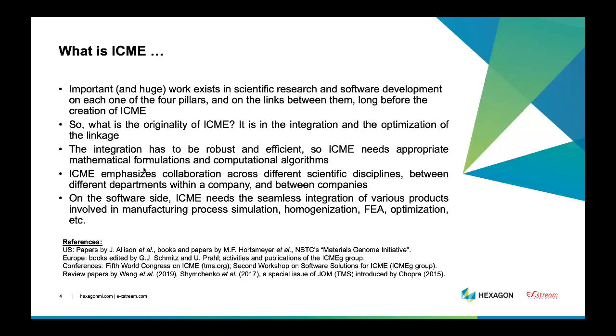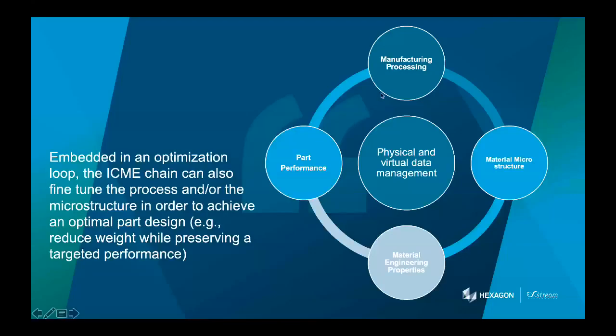It is about collaboration in science between different scientific disciplines. So, for instance, here we have models and we have people working on modeling manufacturing processes. Material science deals with material microstructure. Mechanics of materials deals with material engineering properties. Finite element analysis deals with part performance. And then you have optimization, multi-scale modeling.